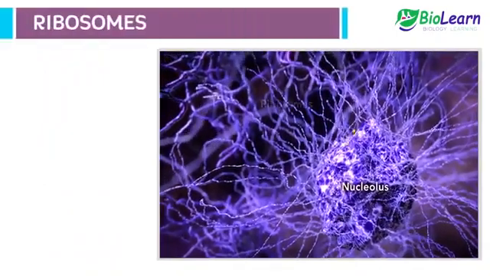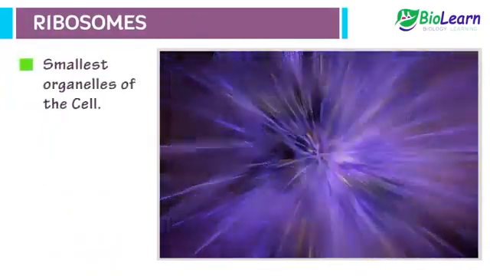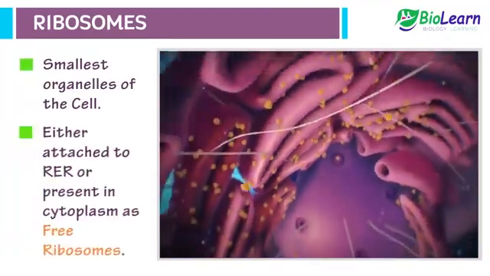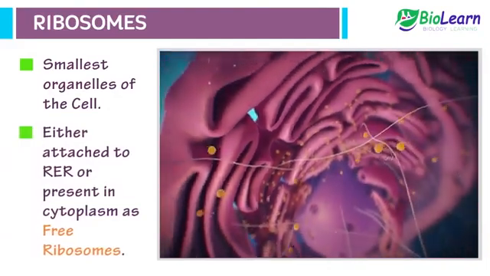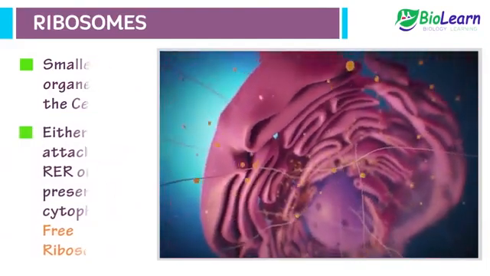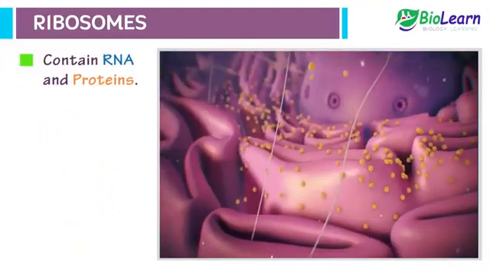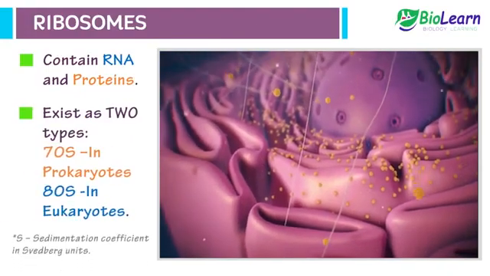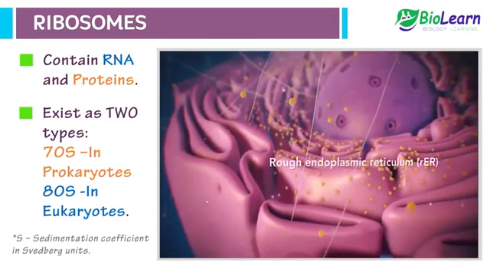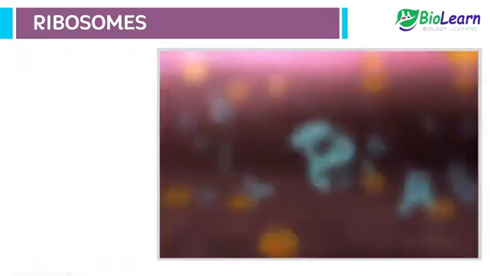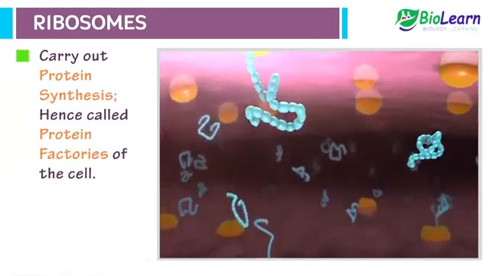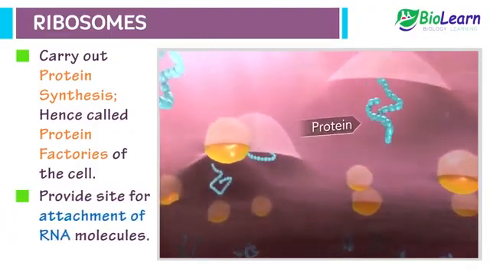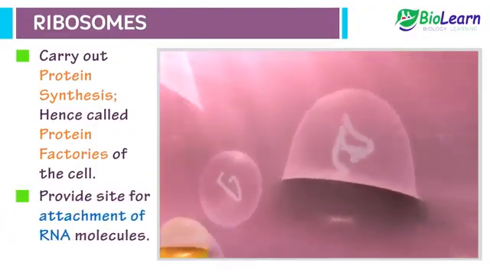The next prominent organelles are ribosomes. Ribosomes are the smallest organelles of the cell. They are either attached to the outer membrane of the endoplasmic reticulum or present in the cytoplasm as independent or free ribosomes. They contain high RNA content and many proteins. Ribosomes are of two types, 70S, which are found in prokaryotes, and 80S, which are found in eukaryotes. They are the centers of protein synthesis, hence they are called protein factories of the cell. They provide sites for the attachment of RNA molecules involved in protein synthesis.